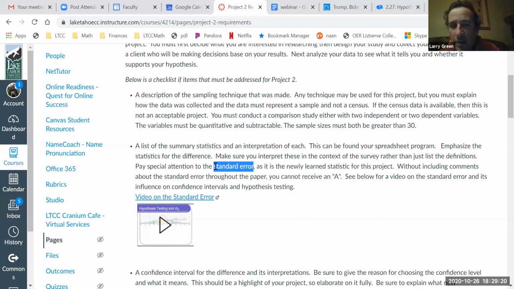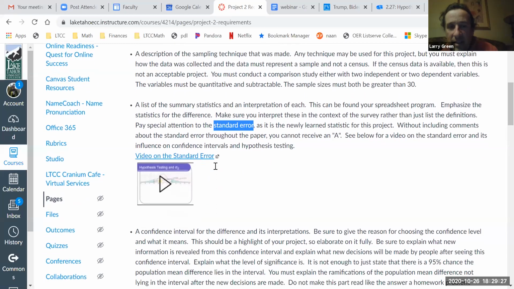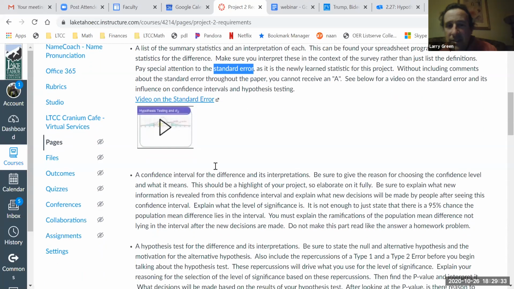That should be a very short part of the project, but the standard error should be a big part of the project. And it should be throughout the entire paper, including when you talk about the confidence interval and when you talk about the p-value and the hypothesis test.